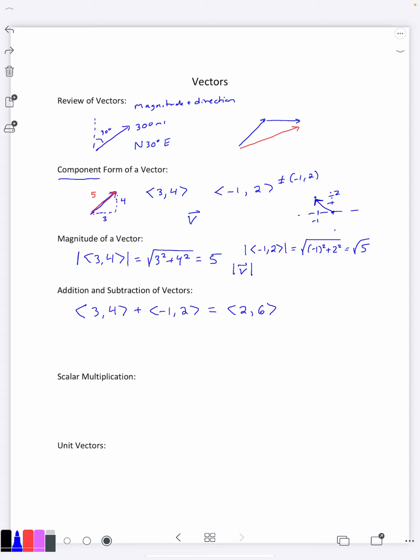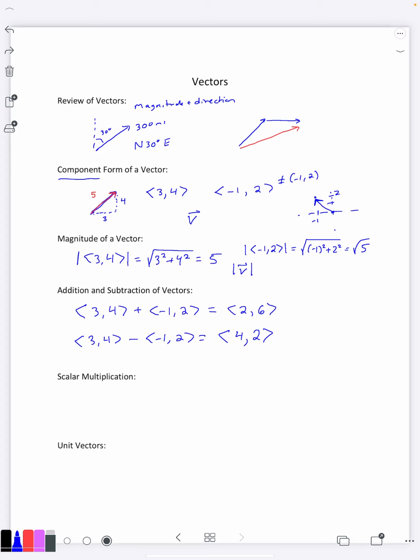So this is one of the biggest strengths of writing vectors in this way, is that you can add and subtract them with ease. If I want to subtract these two vectors, we can just say 3 subtract -1 is 3 plus 1, which is 4. And then 4 subtract 2 is 2. So these two vectors subtracted would be the new vector 4, 2.